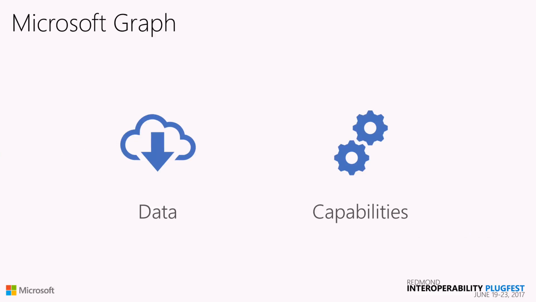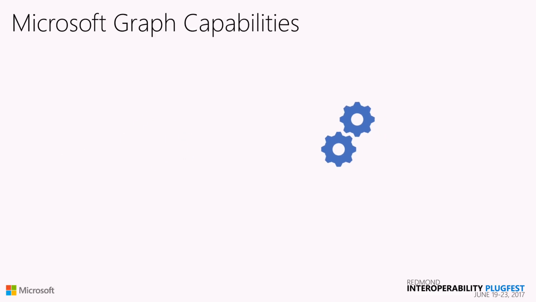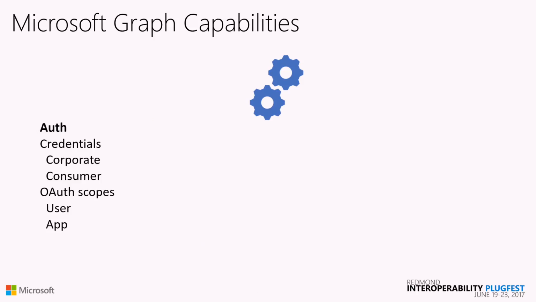So we talked a bunch about data. Let's talk a little bit about the capabilities that Microsoft Graph exposes. There's authentication information that gets exposed as part of Microsoft Graph. Now, really behind the scenes, this is actually Azure Active Directory doing the authentication. So again, anything that you can authenticate with Azure Active Directory, you can use with Microsoft Graph. There's also a bunch of OAuth scopes that are available for various API calls.